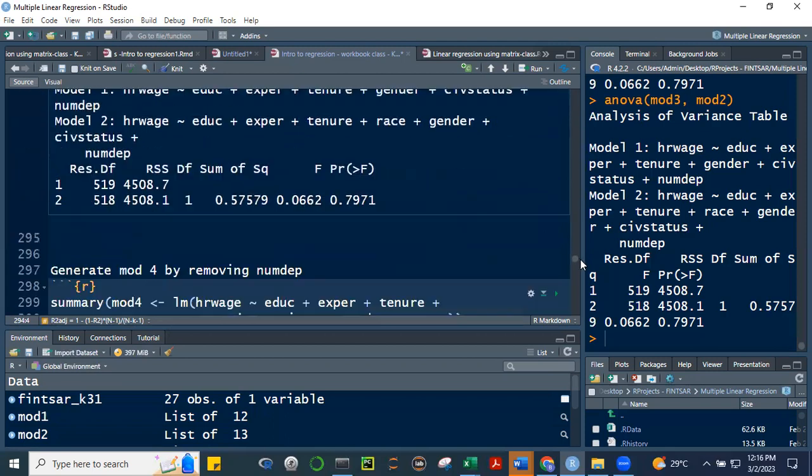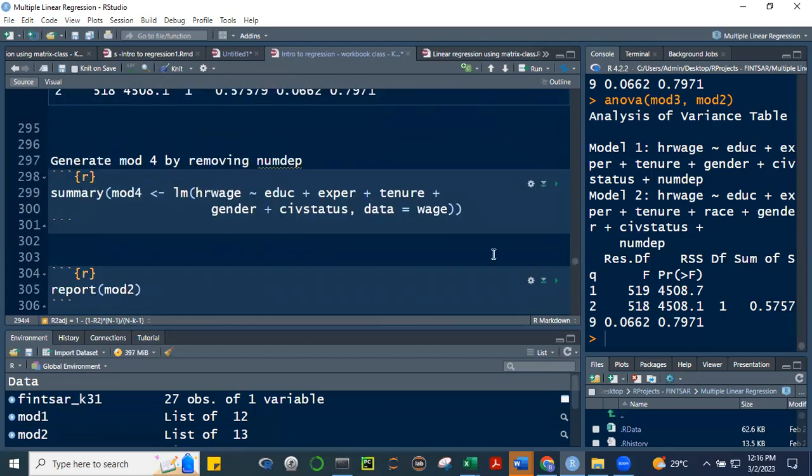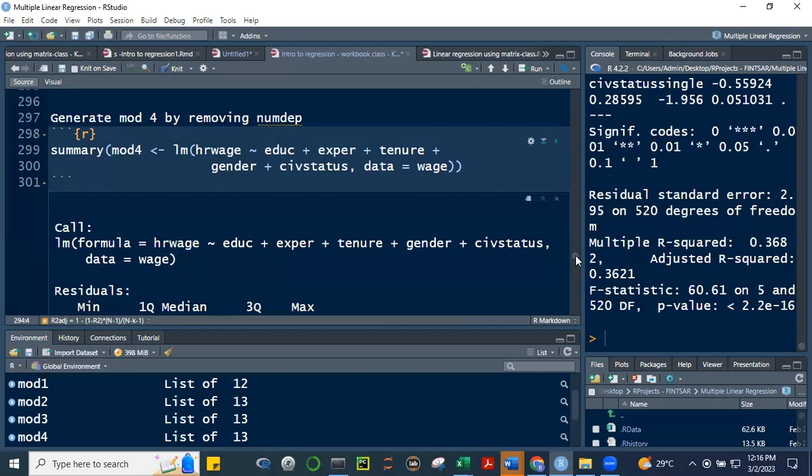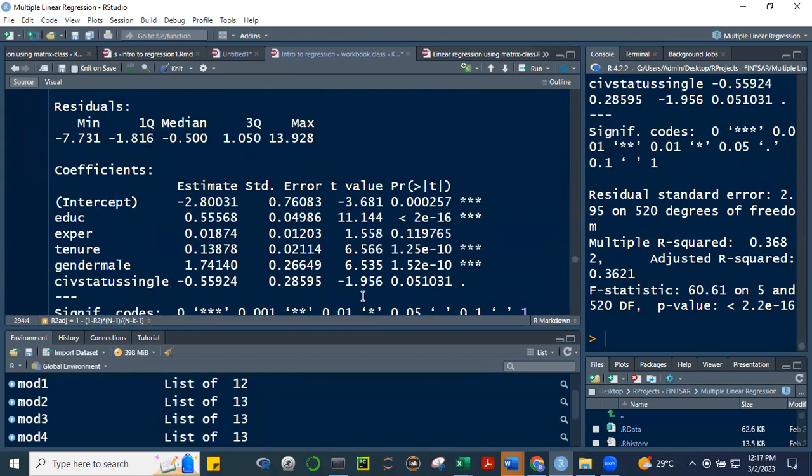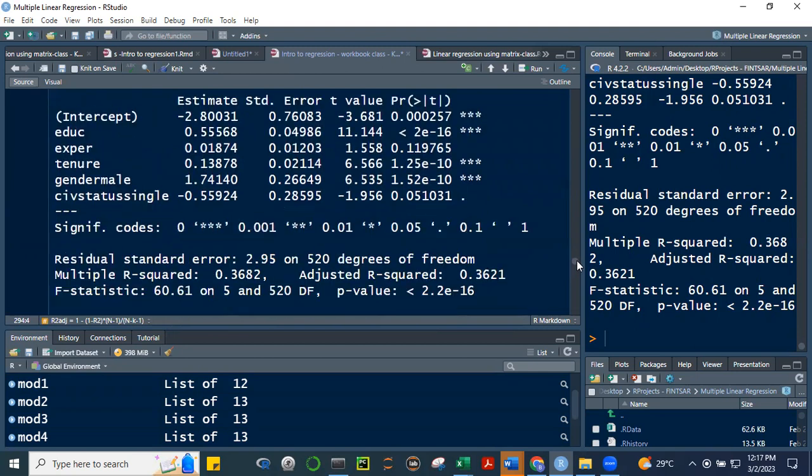We proceed na since model 3 is better, so tinignan natin si model 3, tapos tatanggalin natin yung number of dependents doon. Okay? So pag rinan natin to, there. Okay, what happened? Ano nangyari? So, bumaba si adjusted R-squared, 36.21. Diba? Multiple R-squared, of course, will increase, 36.82.